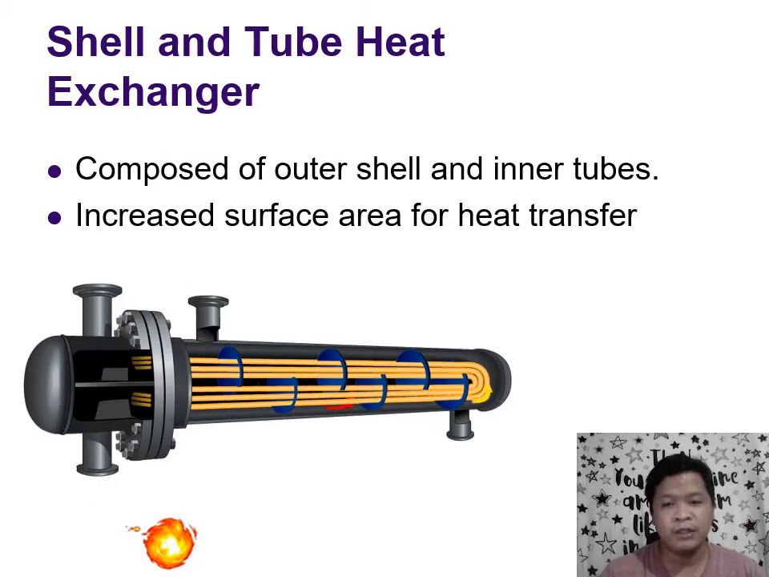So ito naman yung shell and tube heat exchanger, very self-explanatory. You have an outer shell for one of the fluids and an inner tube or multiple inner tubes where the other fluid can flow. So again, this is still a non-contact type. And because you have many smaller tubes inside, you can also increase the surface area for heat transfer.